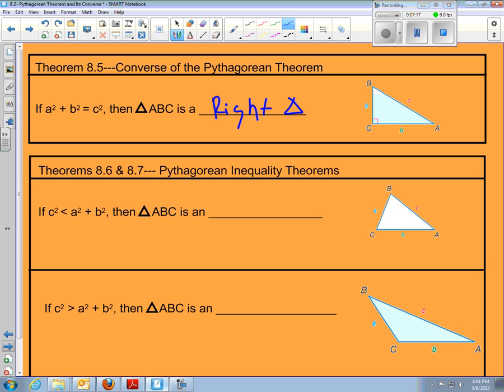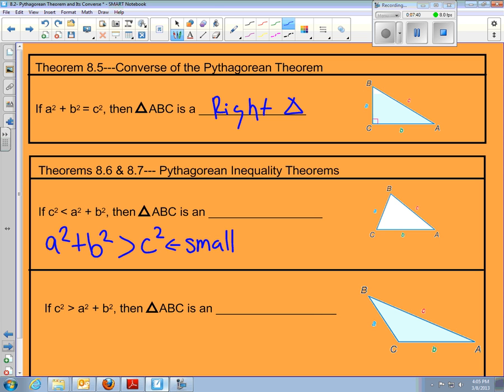All right, and then here's our inequality theorems. I'm just going to flip these around. If you read it, if c squared is less than a squared plus b squared, let's flip that around because more often you're going to see it this way. A squared plus b squared is greater than c squared. So c squared is small.